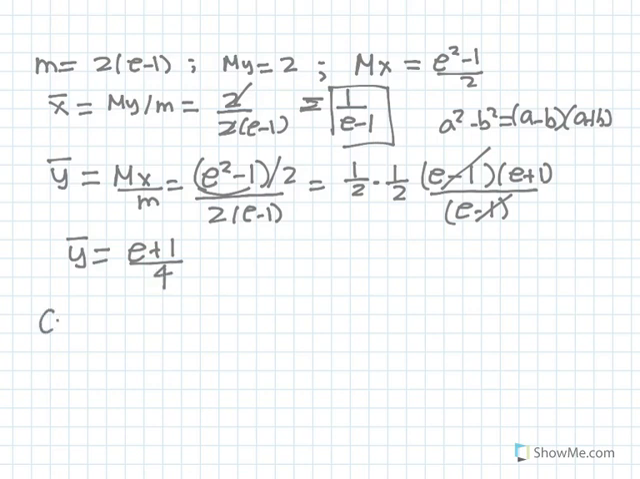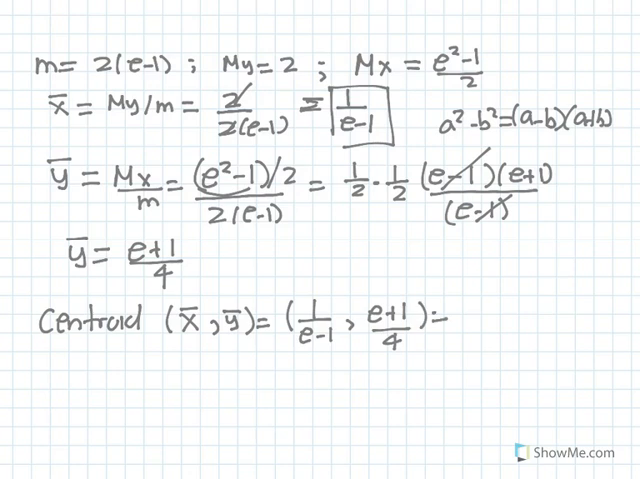So the centroid, x bar, y bar, is equal to the x-coordinate of center of mass, we found it to be 1 over e minus 1. And the y-coordinate is e plus 1 divided by 4. If we decimalize this, we get 0.58, 0.93.